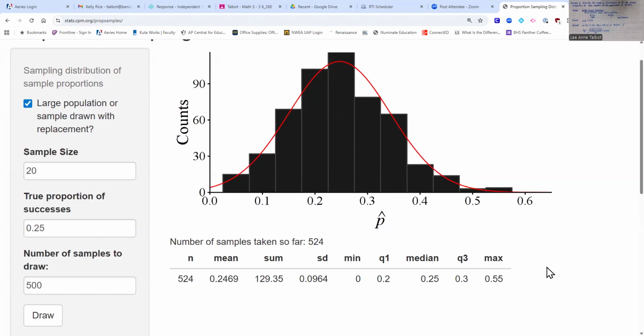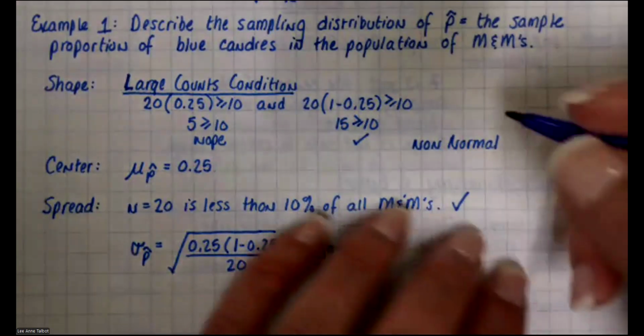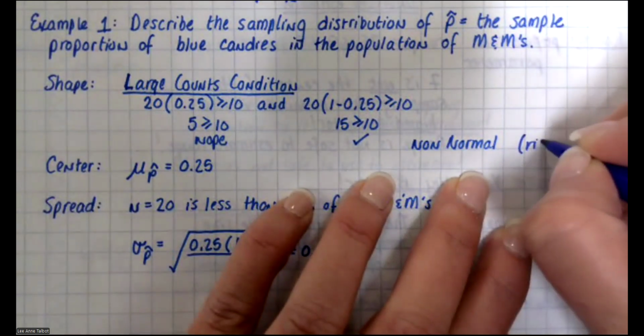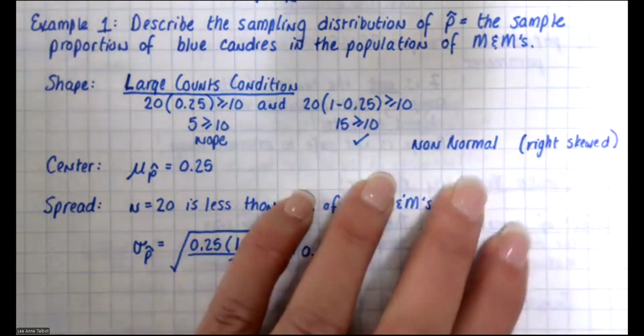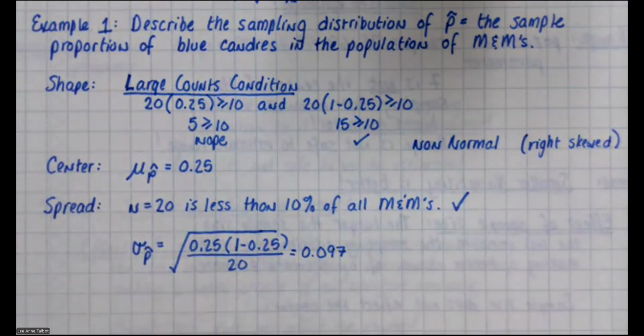Okay, so let's go back up and revise and just put right skewed. I would, again, never expect you to do that on a test or quiz or something. I would just expect you to put not normal because you would not have this beautiful thing. I would have guessed that off of our dot plot, actually. Okay, any questions about this one?